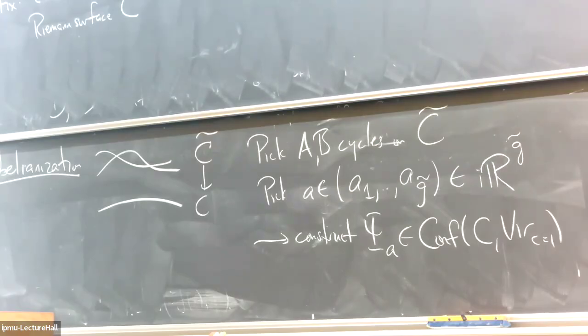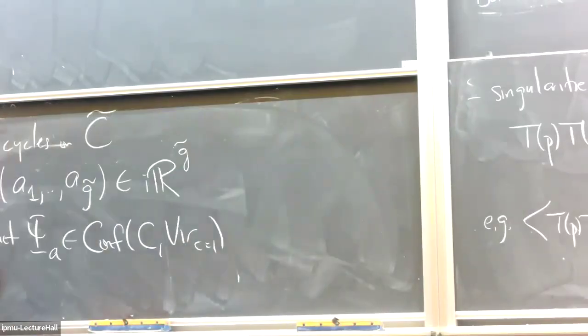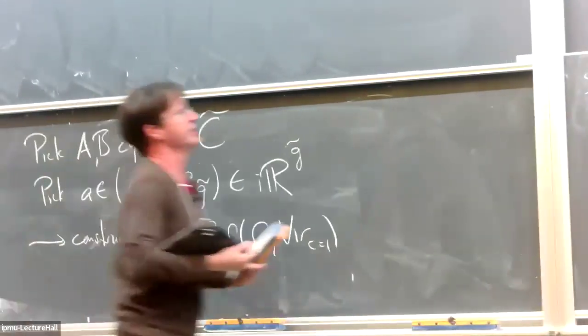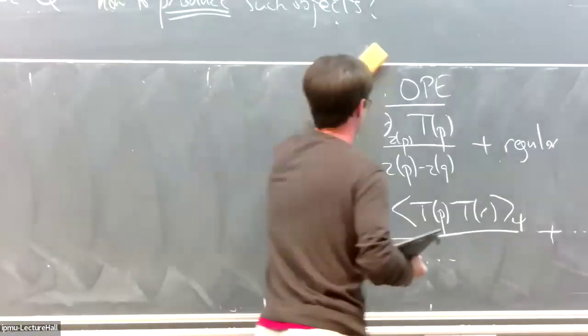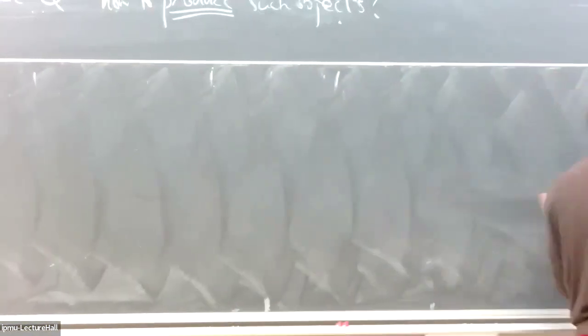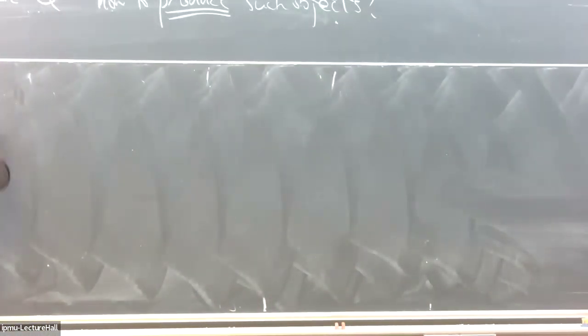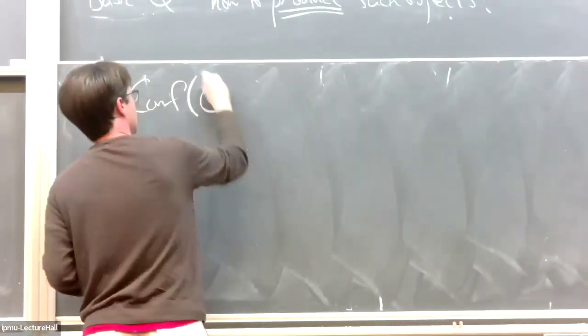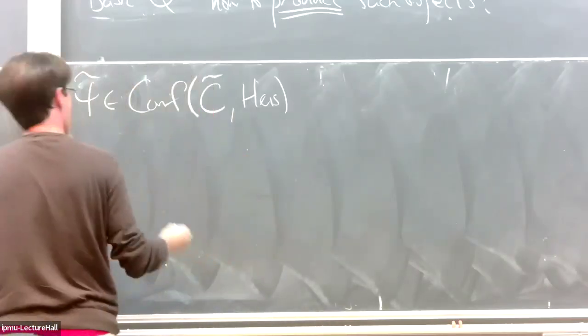So what we're going to do, we're going to relate them to something simpler up here. What's the simpler thing? The simpler thing is going to be conformal blocks for the Heisenberg algebra. So I start again. Now, instead of Vir, I write Heis.